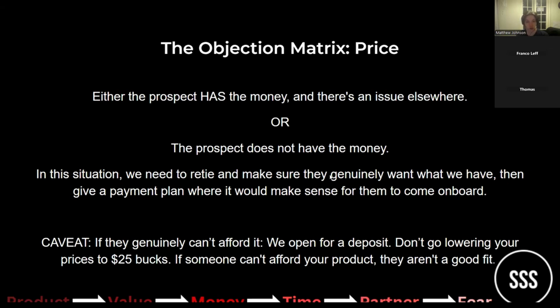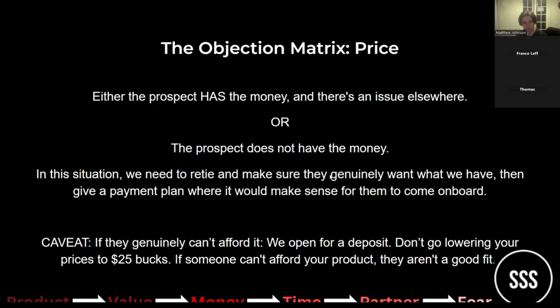So in the situation, as I said, we retie, so we make sure that they want it, and then we potentially give a payment plan, right? But of course, if they don't have the money, if they can't even afford the lowest payment plan, then you can go for a deposit, right? You can go for the $97 deposit, or just let them go because they're not a good fit, right? Don't go lowering your price to $25. If someone can't afford it, they can't afford it, and they're just not a good fit. So you position the deposit, or you just tell them that they're not a good fit.